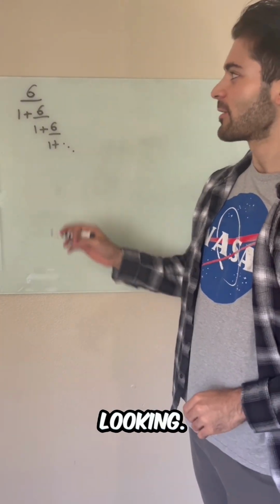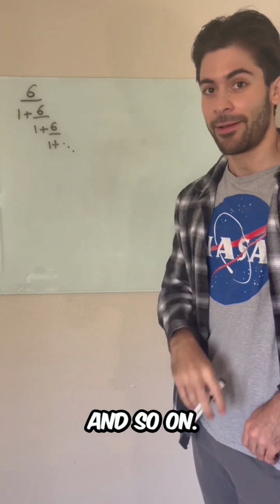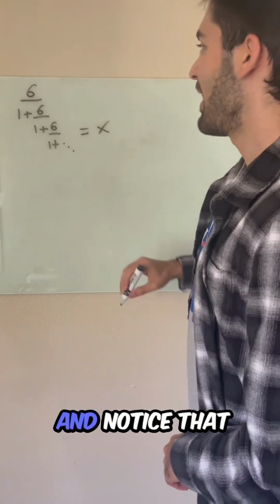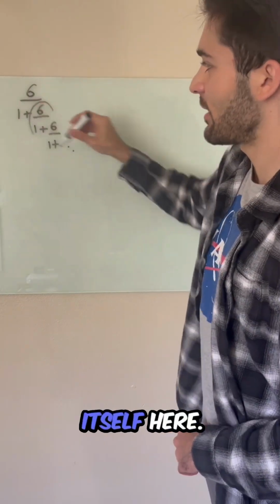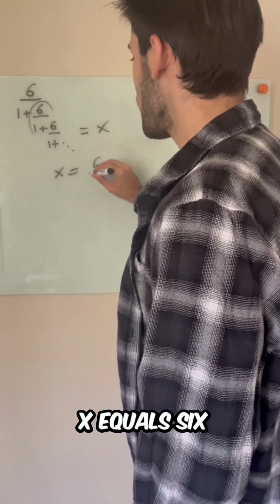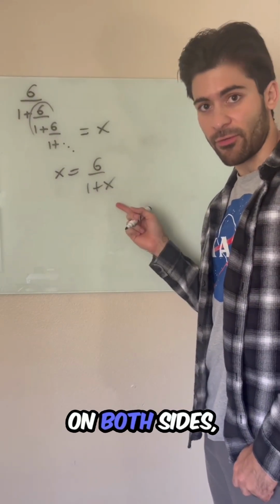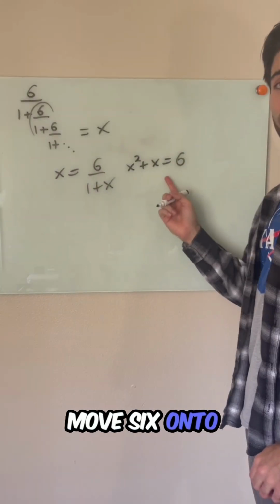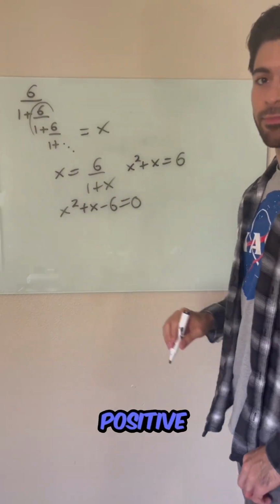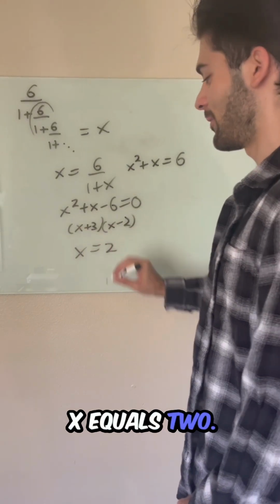This one's a bit goofy looking. We got 6 plus 1 over 6 plus 1 over 6 repeating, and so on. So I think you kind of get the gist of it now. We can set this equal to x, and notice that the expression starts to repeat itself here. So we have x equals 6 over 1 plus x. Multiply the denominator on both sides. Then we can move 6 onto the other side to make another quadratic equation. We'll factor it and take the positive answer, which is x equals 2.